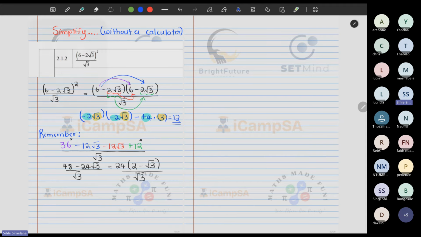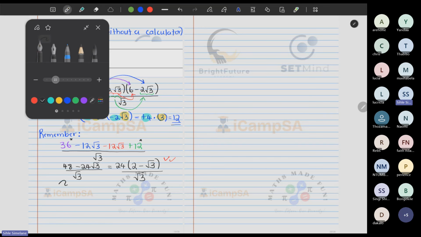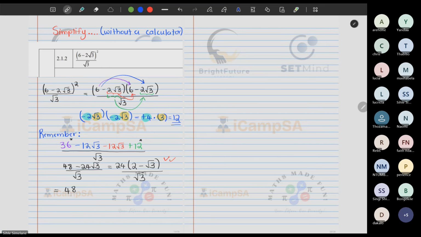You can either leave your answer this way, or you can just go where I was headed, which was just separating this 48 over square root of 3 minus 24 square root of 3 divided by square root of 3, and you're just doing this to just cancel this. Then your final answer just becomes 48 over square root 3 minus 24. And if we want, we can even remove the square root from the denominator, but I'm not going to go there. Do you guys have any questions?